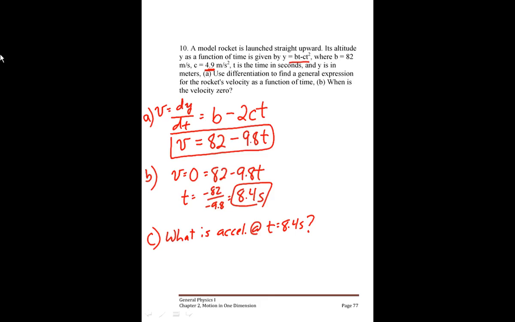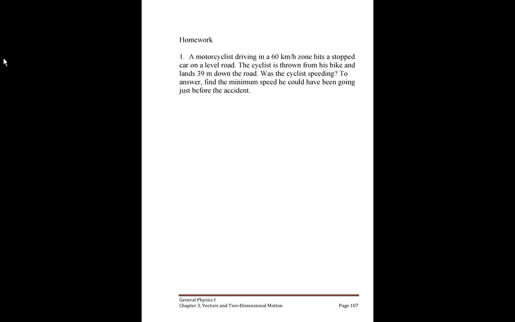So I have a velocity. I know my acceleration is the derivative with respect to time, so it's going to be minus 9.8, because the derivative of 82 is 0, and the derivative of minus 9.8t is just minus 9.8. So the answer is that the acceleration is minus 9.8 meters per second squared. Even though the velocity is 0, the acceleration is still minus 9.8 meters per second squared. That's the end of chapter 2.